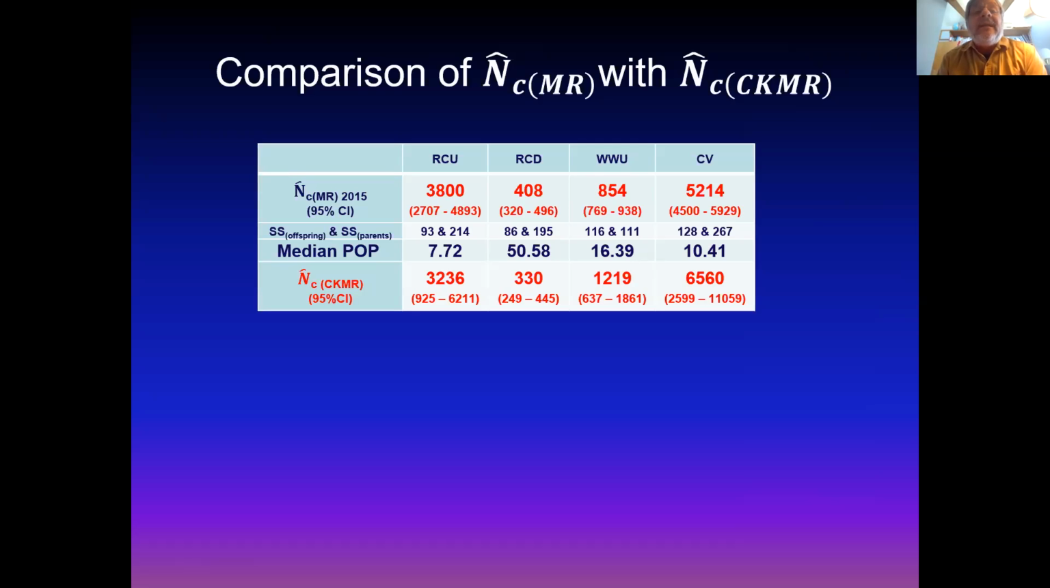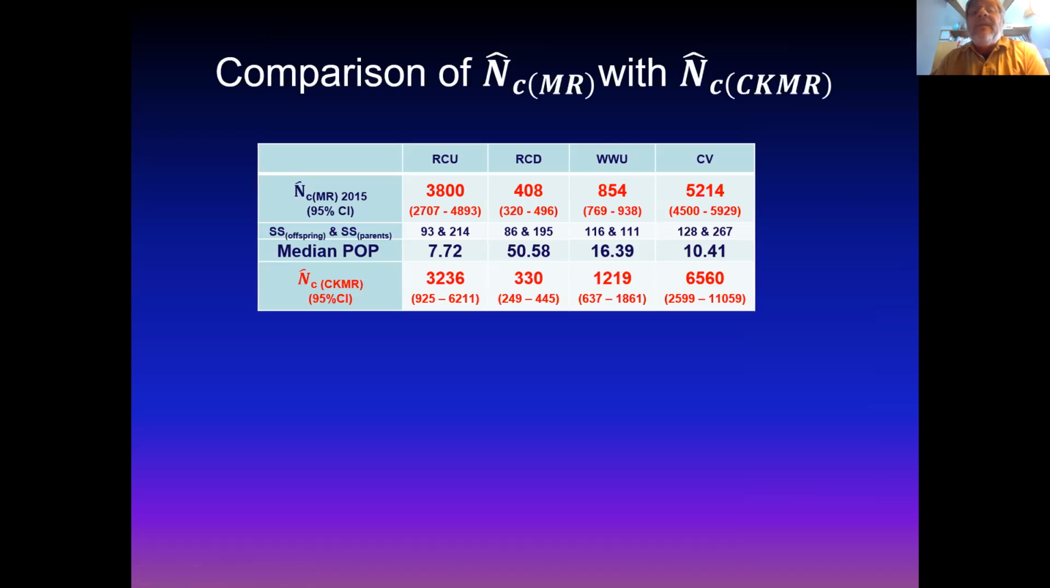Together, that's roughly 300 individuals, a bit over 300. We detected, in that system, a median number of parent-offspring pairs equal to 7.72. We've run this several times. Whereas in this RCD, this downstream portion of that same stream with an estimate of 400, we detected almost 50 plus parent-offspring pairs.